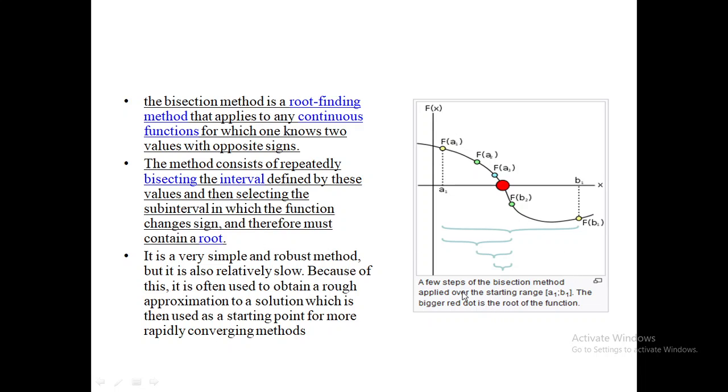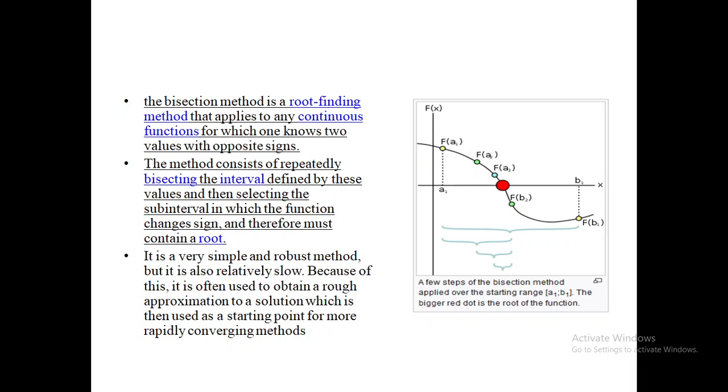Here I have shown a few steps of the bisection method applied over the starting range, f of a1 to f of b2. Okay, the bigger red dot is the root of the function, meaning f of x is equal to 0. This is the bisection method in mathematics. The bisection method is a root finding method. When you find the root, then we use the bisection method.